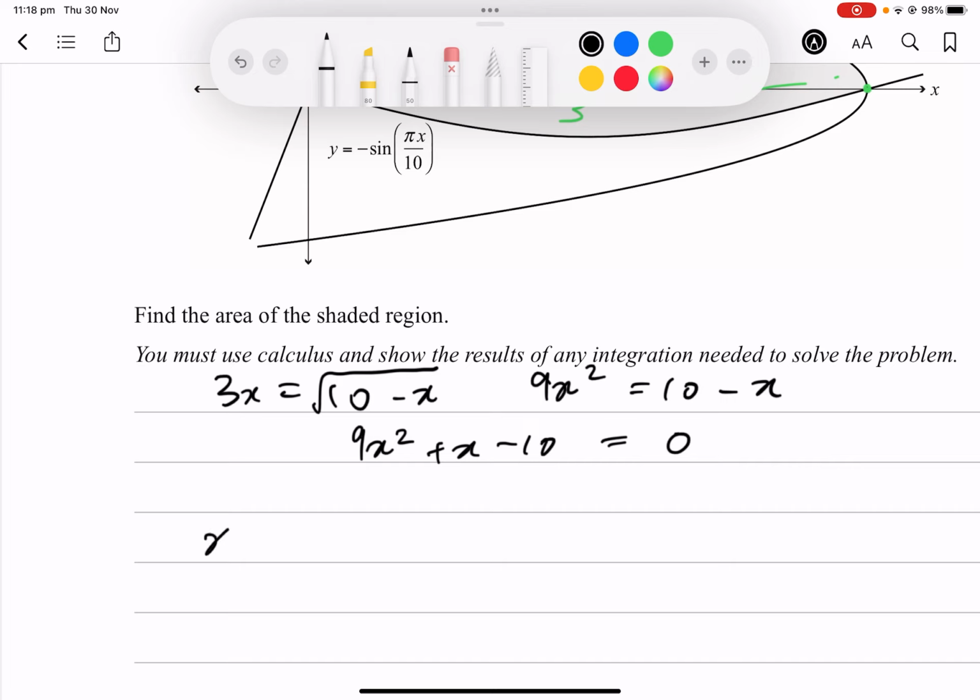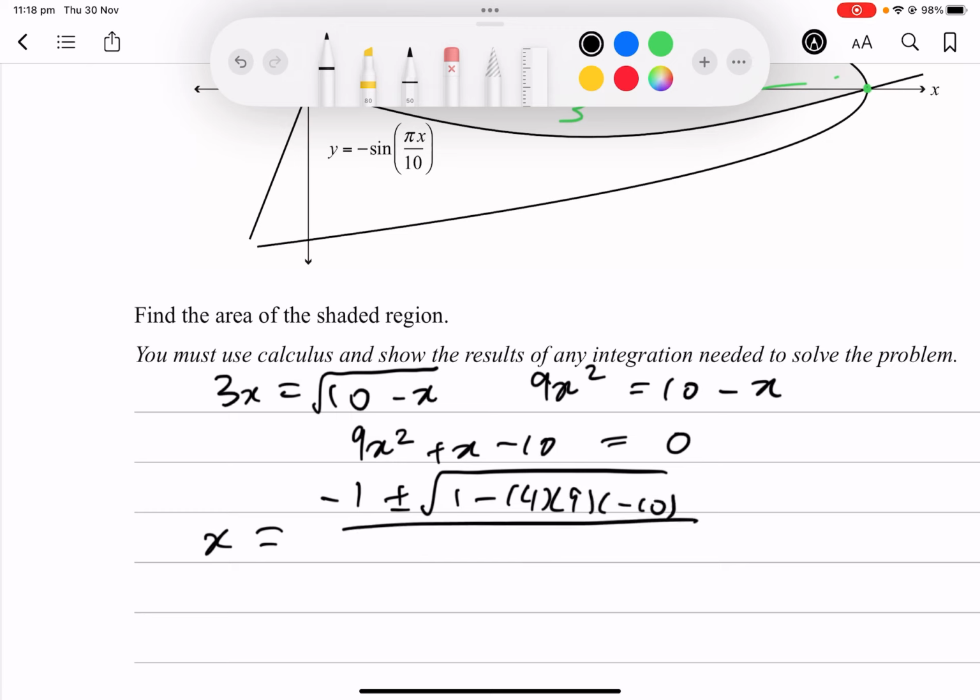Or we can just save ourselves the pain and use the quadratic formula to find the roots manually. So we have negative 1 plus or minus the square root of b squared minus 4 times a times c, divided by 18. So x equals negative 1 plus or minus 1 over 18. What do we have on the inside? We have 4.